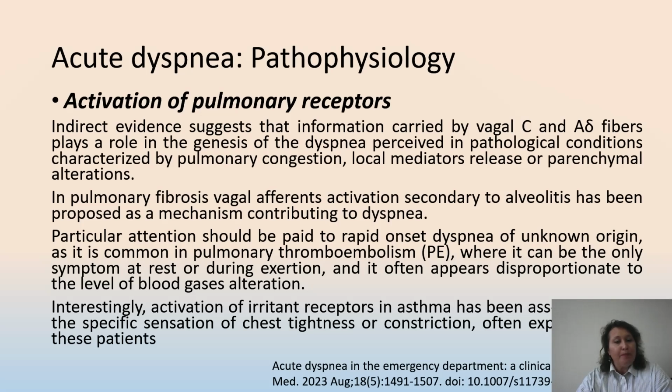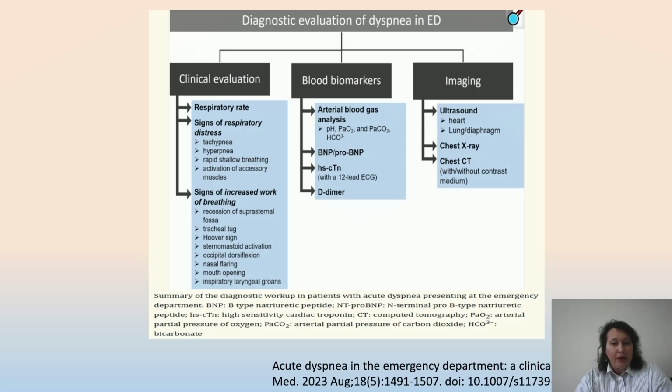Particular attention should be paid to rapid onset dyspnea of unknown origin, as it's common in pulmonary embolism, where it can be the only symptom at rest or during exertion, and it often appears disproportionate to the level of blood gas alteration. Interestingly, activation of irritant receptors in asthma causes the specific sensation of chest tightness or constriction, and it can often be found in patients with acute dyspnea.